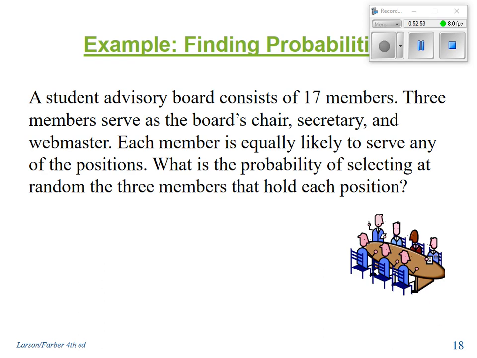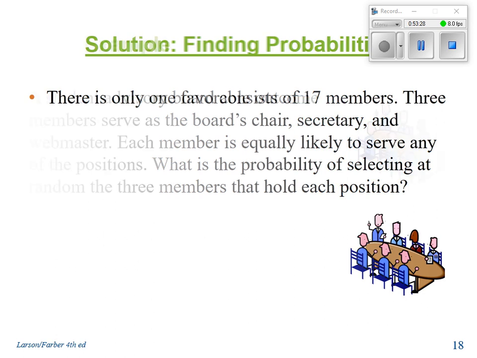A student advisory board consists of 17 members. 3 members serve as the board's chair, secretary, and webmaster. Each member is equally likely to serve any of the positions. What's the probability of selecting at random 3 members to hold those positions? So if I pick Riley, Gage, and Brendan here, out of the 17 of you, what's the probability that I pick those 3? Does it matter which order I pick those 3 in? No. So when we do this, we find the combinations.